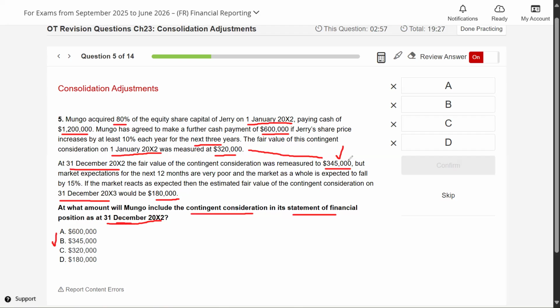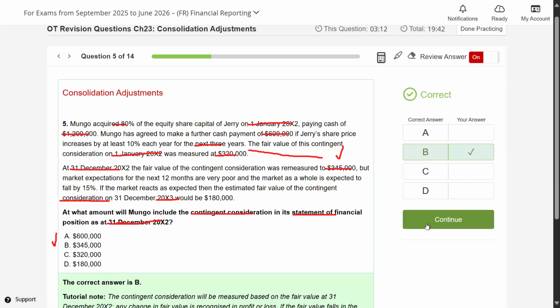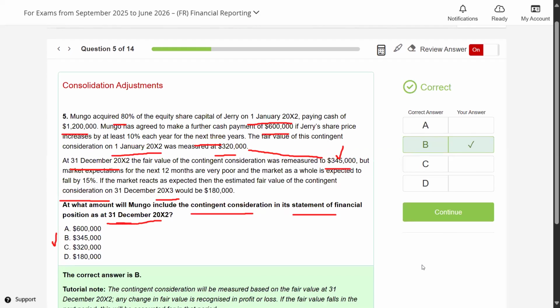Okay. So I hope this was straightforward. However, the question was twisted with a lot of information to confuse. But I've told you, you look at what is your date for which the question is asking. So that is your 345,000. So we take option B here.